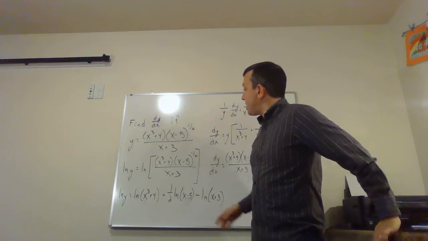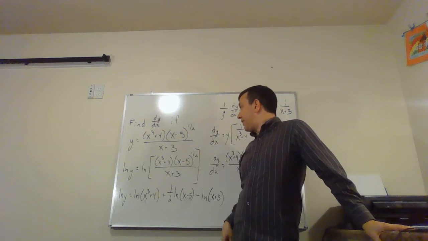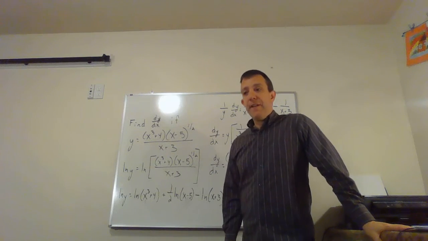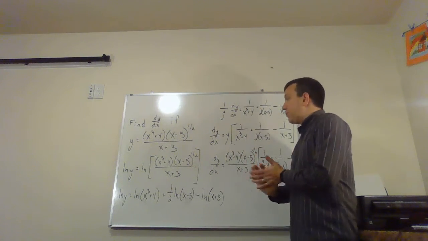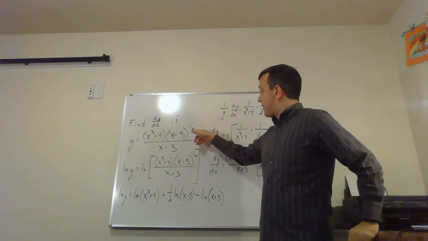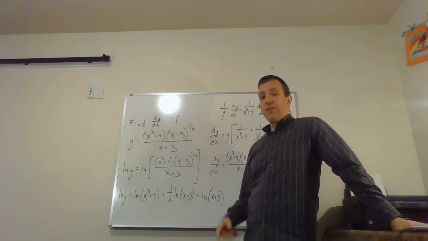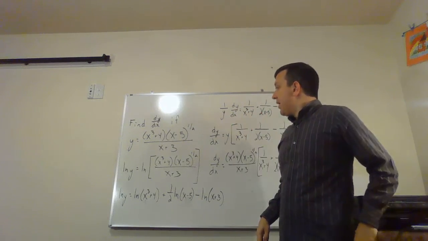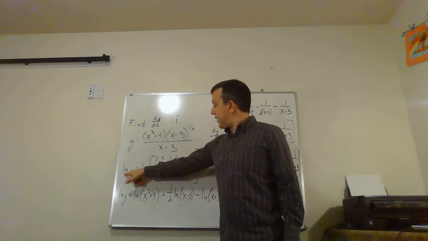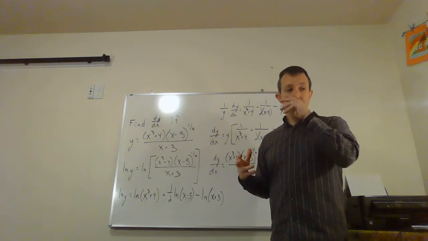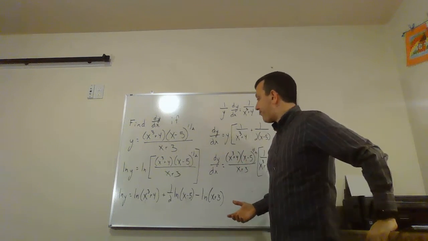So this is a mess. Expanding this would be pretty much impossible, because of this 1/2 power. And even if it wasn't a 1/2 power, if it was say just a 5th power, it would really be a disaster trying to expand this all out so that we can take its derivative. So instead, what we're going to do is take the natural log of both sides. Perfectly legal. We know that if two things are equal, their logs are also equal.